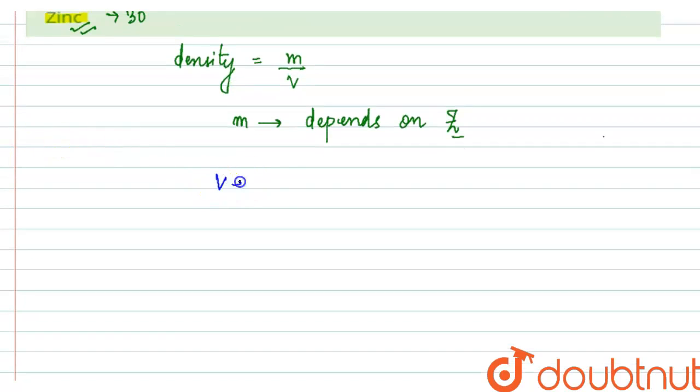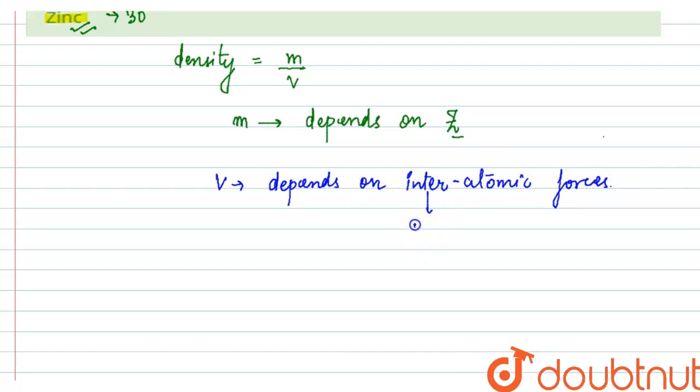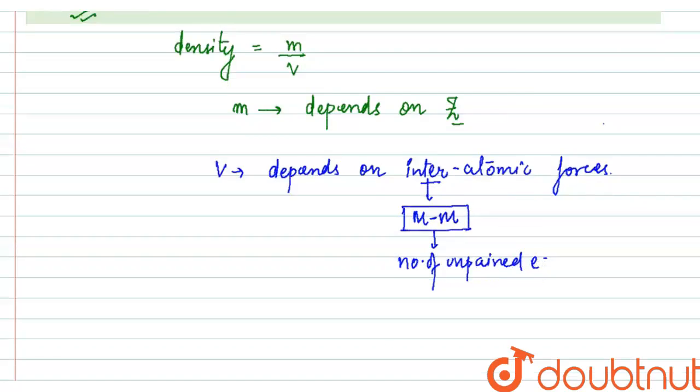So volume depends on interatomic forces in the crystal lattice. Now the stronger the metal-metal bond in a crystal lattice, the higher will be the interatomic forces and the lesser will be the volume, right? And this metal-metal bond depends on the number of unpaired electrons that a metal ion or a metal has.